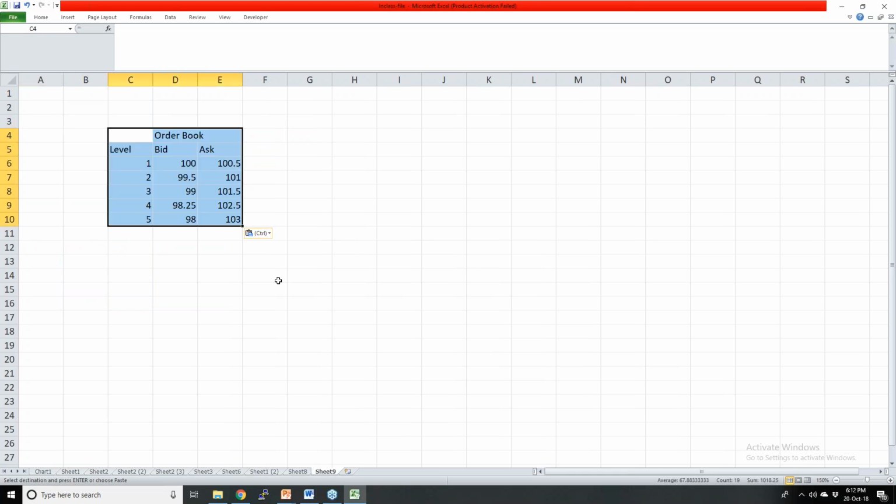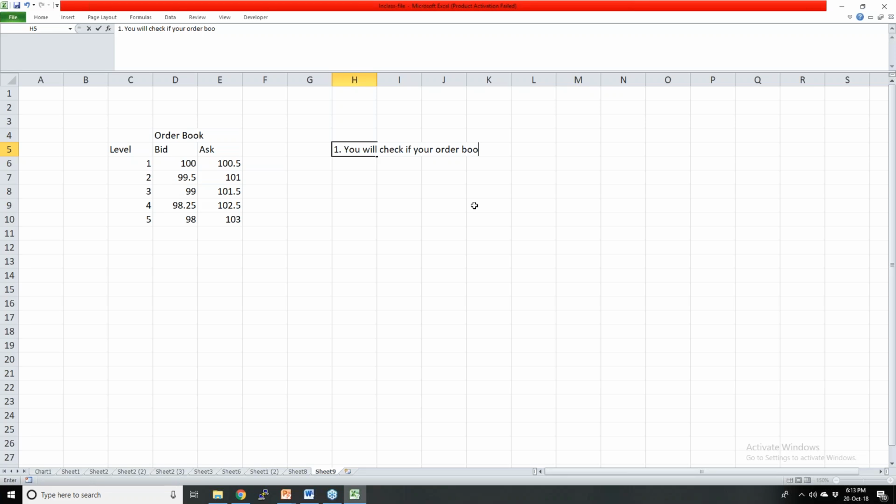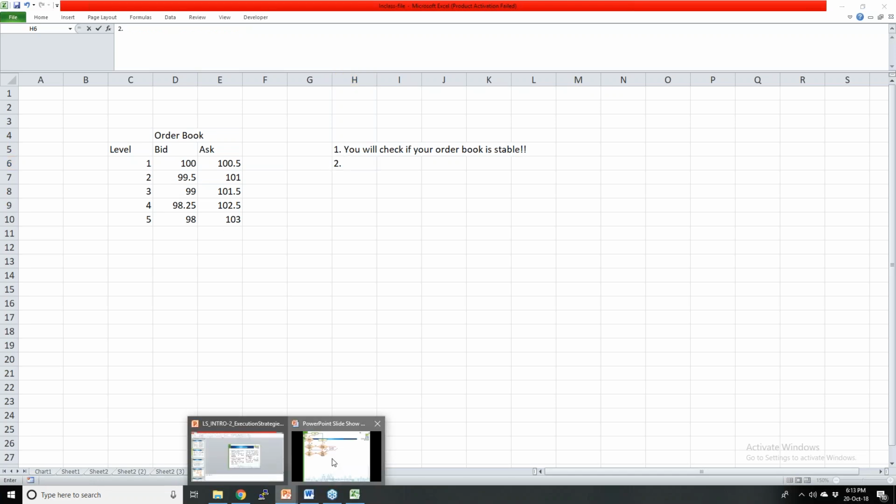Say you have your order book right here. First of all, step one is you will check if your order book is stable. This is the first step. If it is, then you'll go ahead.